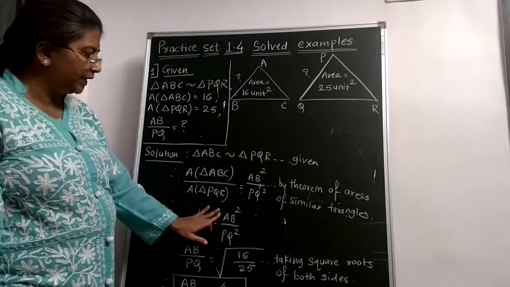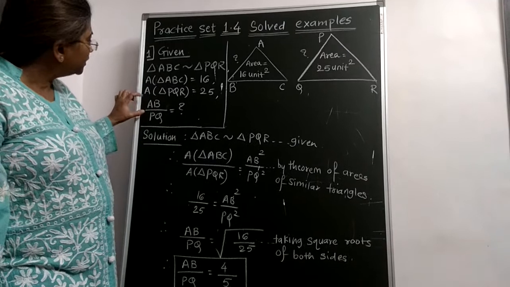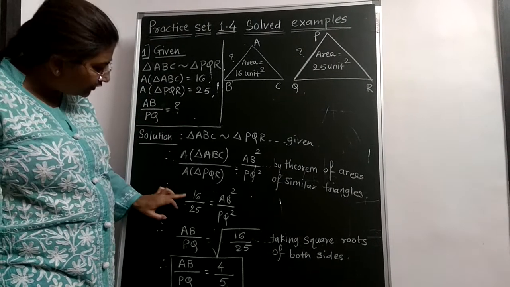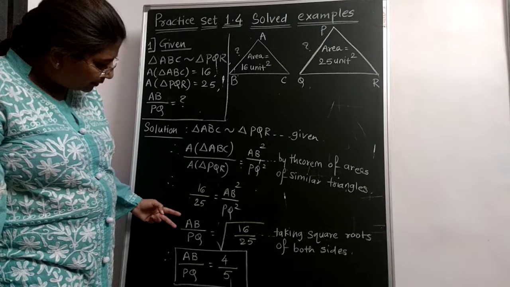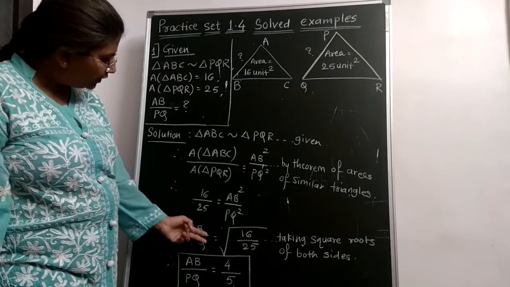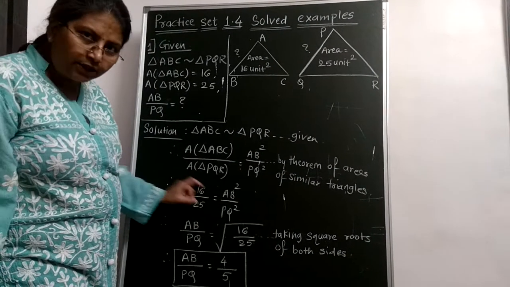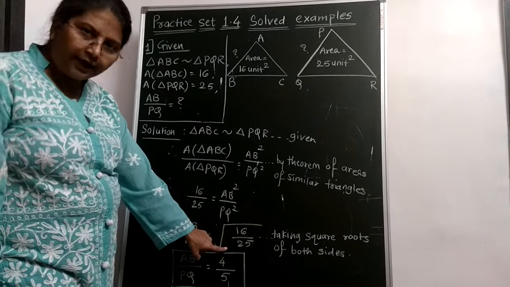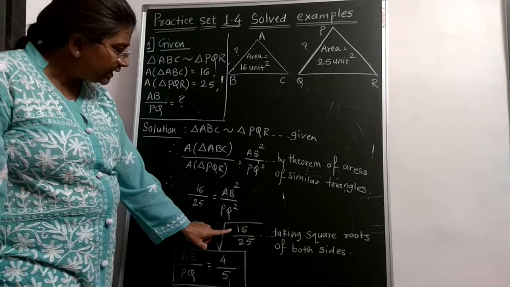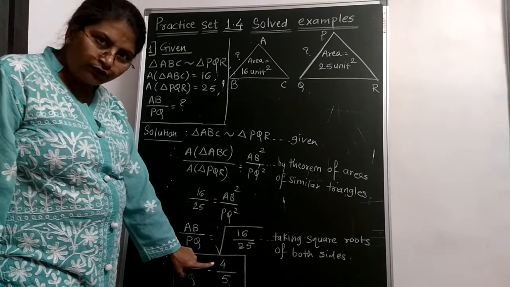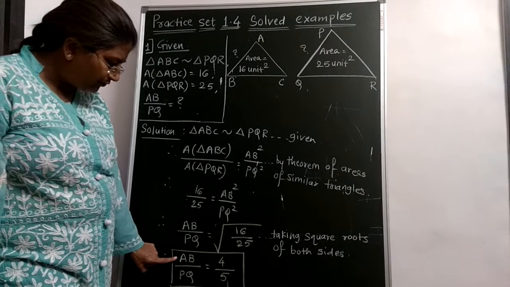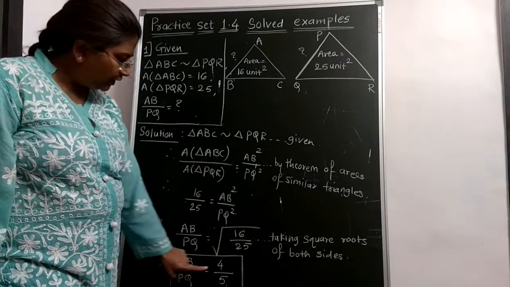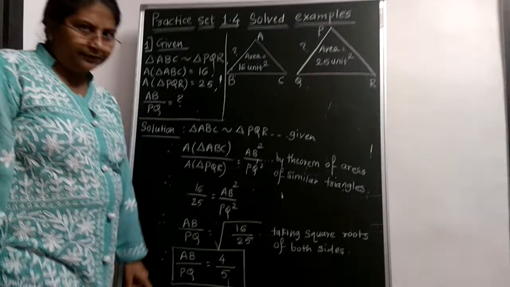But we don't want the squares, we want just AB is to PQ. So if we consider the square roots of both sides, AB is to PQ will be equal to the square root of 16 is to 25. 16 and 25 both are perfect squares. 16 has square root 4 and that of 25 is 5. It means the ratio of AB and PQ is equal to 4 is to 5.